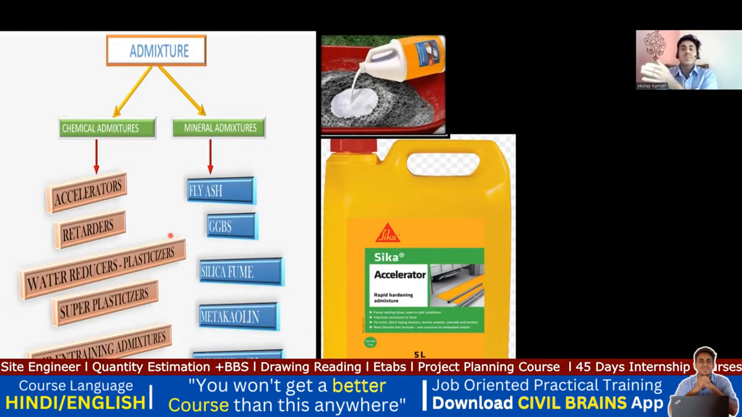You can give an example. In cold climate regions, especially if you go to foreign countries where we don't have enough sunlight, what will happen? Your concrete will not get set. In that case, we can make use of an accelerator, and the fast setting of the concrete can happen with the help of the accelerator. Simple. Come to the next point.